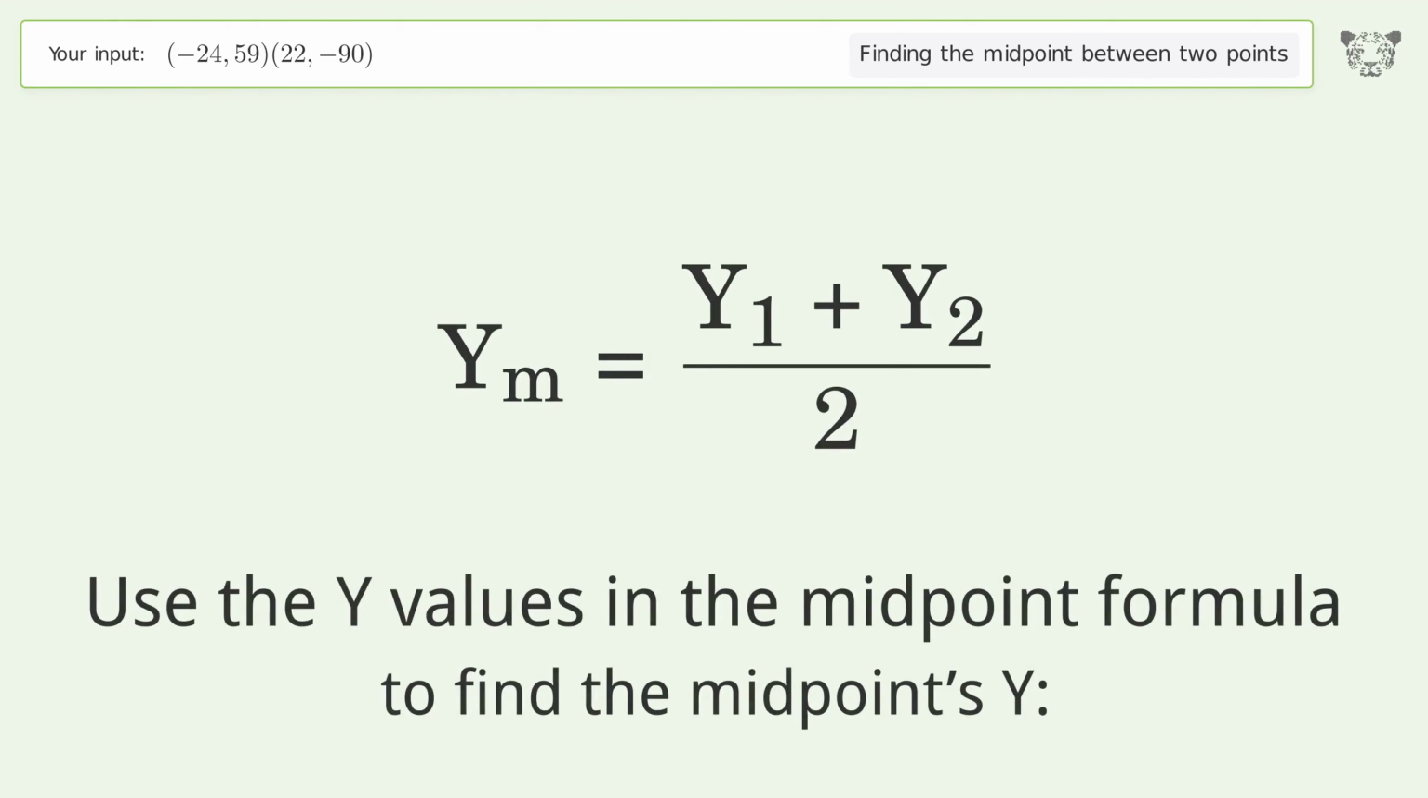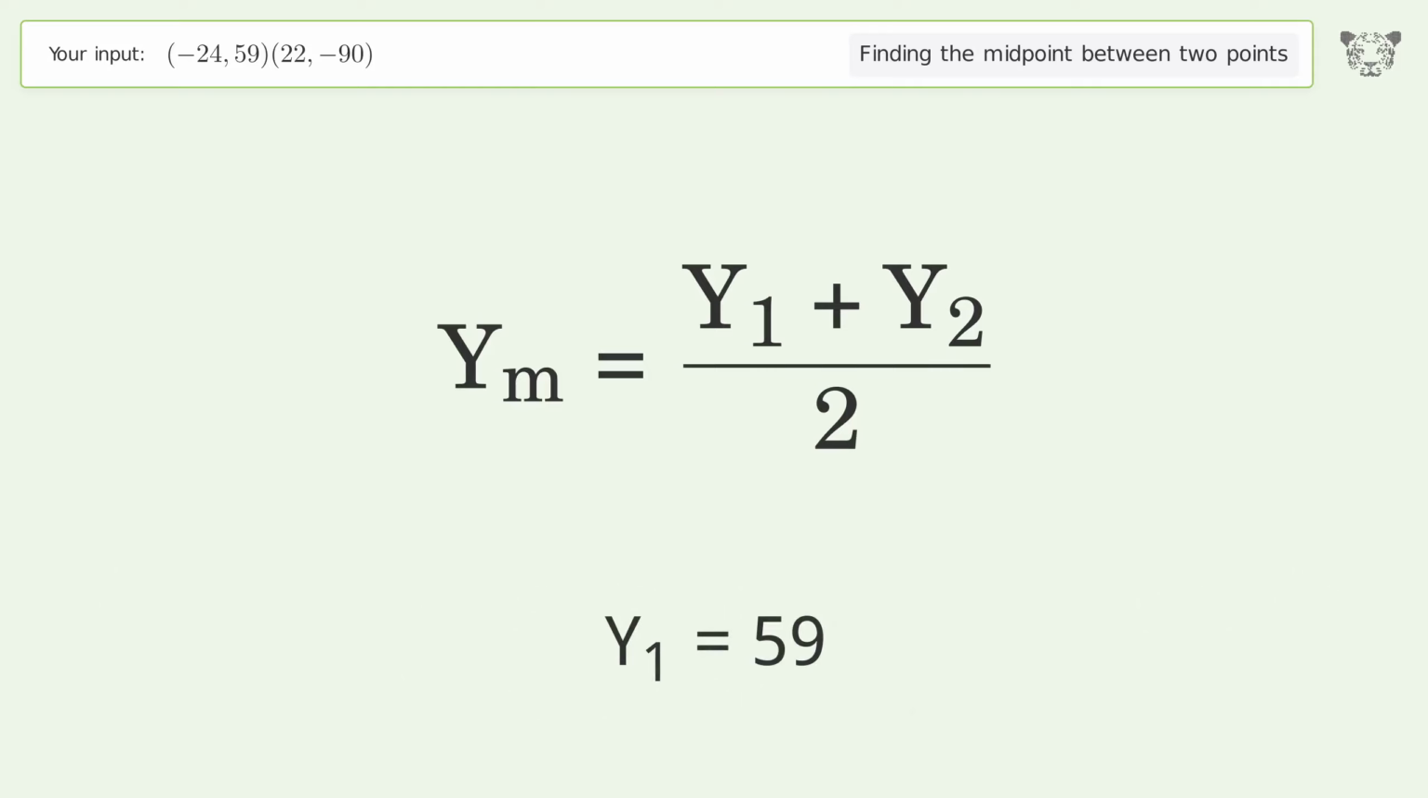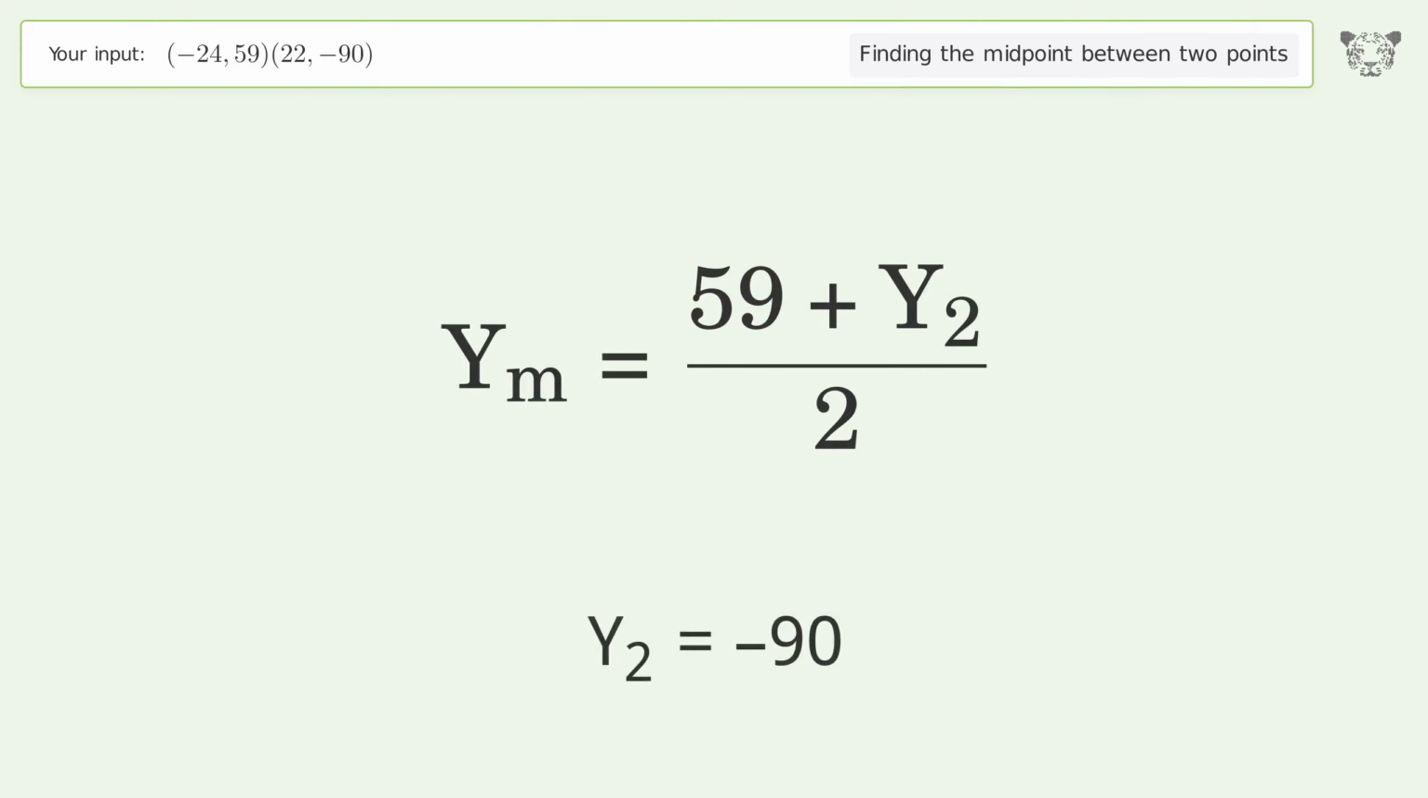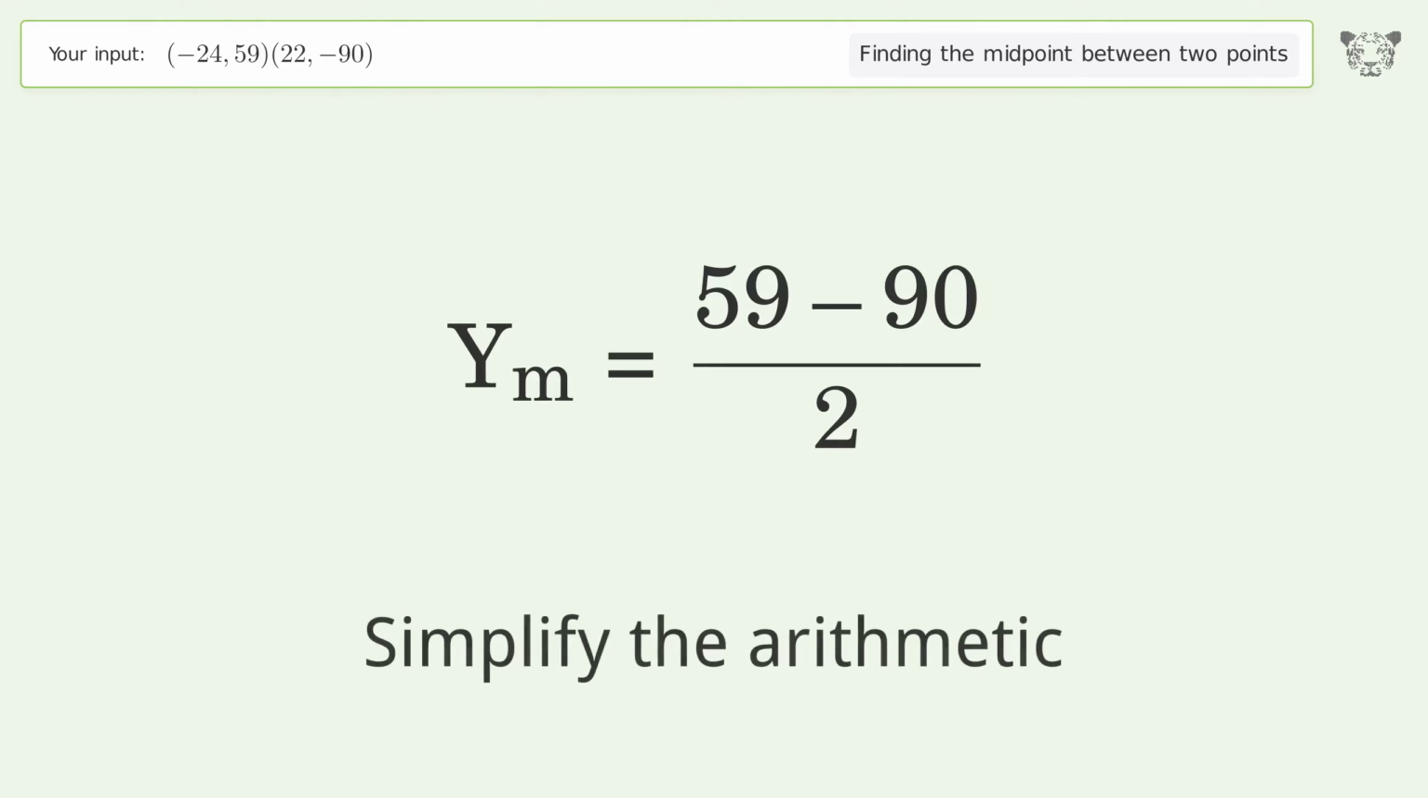Use the y values in the midpoint formula to find the midpoints y. y1 equals 59. y2 equals -90. Simplify the arithmetic.